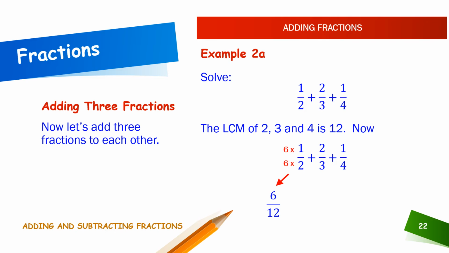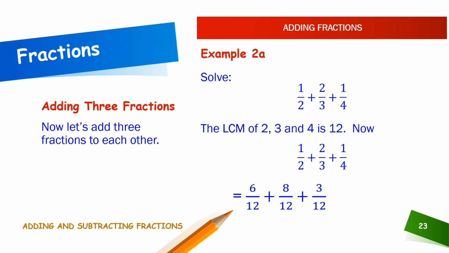Multiply the numerator and denominator of a half by the same number 6 to give a half equals 6 out of 12. Similarly, multiply the numerator and denominator of 2/3 by the same number 4 to give 2/3 equals 8 out of 12. And multiply the numerator and denominator of a quarter by the same number 3 to give a quarter equals 3 out of 12.